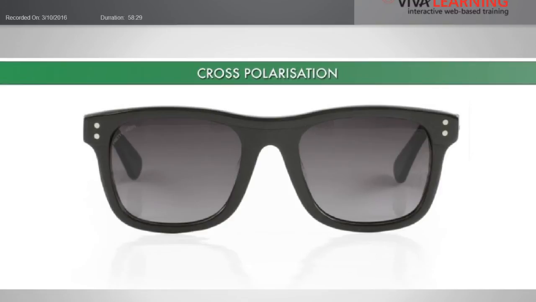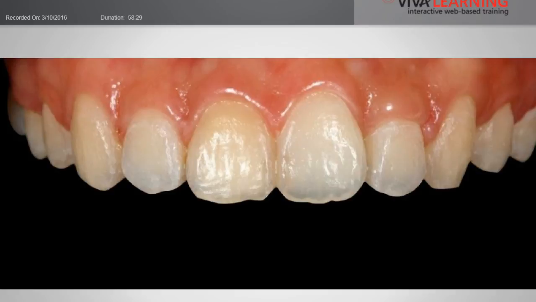One technique that I've been using for the last few years for communicating with the technician has been something called cross-polarization, which is basically sunglasses for your camera's lens and sunglasses for your flash gun.